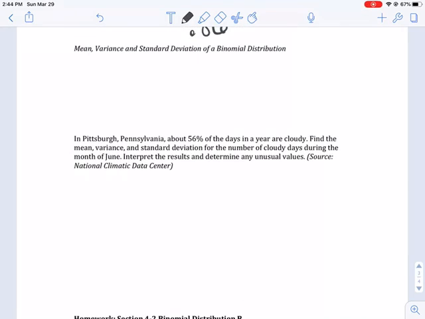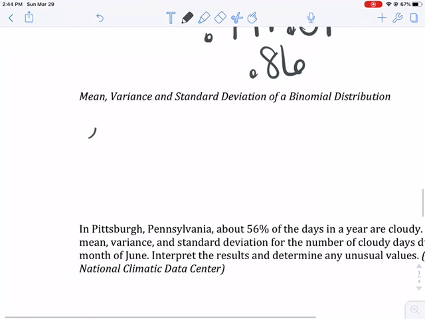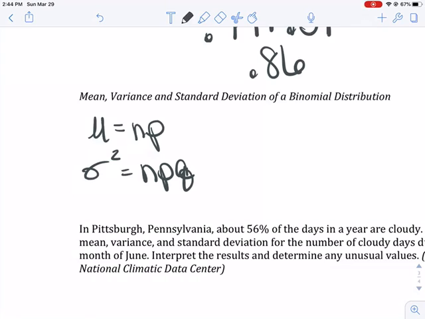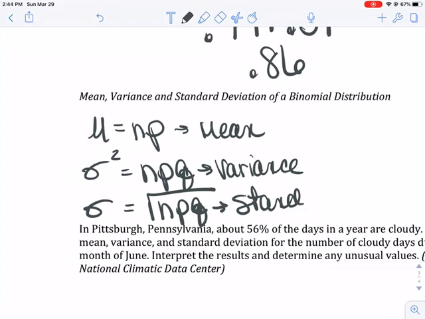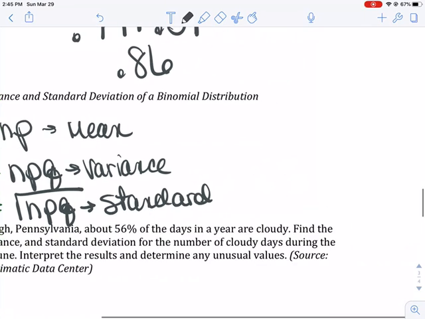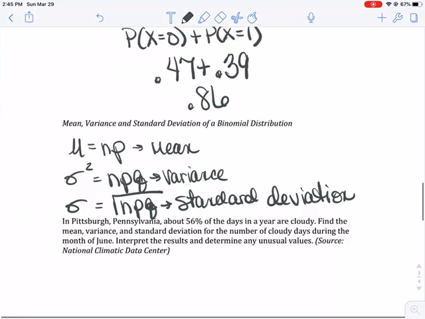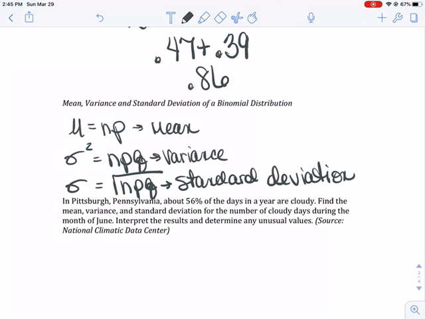All right, so when we talk about mean and variance and standard deviation, it's a lot easier than what we did before. So mu is just n times p. Sigma squared is npq, and sigma is the square root of that. Okay, so remember, this is mean, this is variance, and this is your standard deviation. Okay? All right, so let's try this problem.